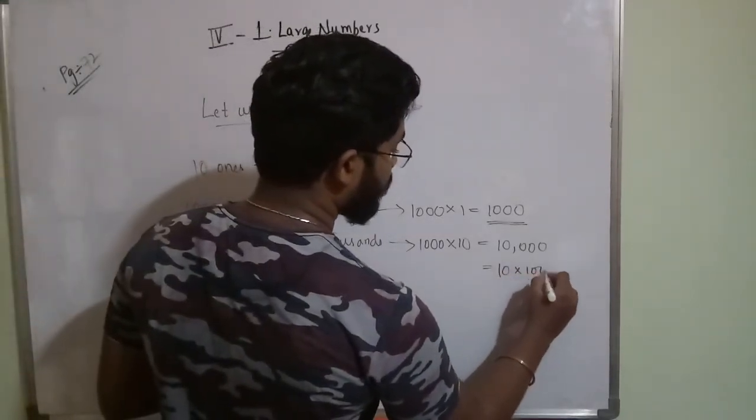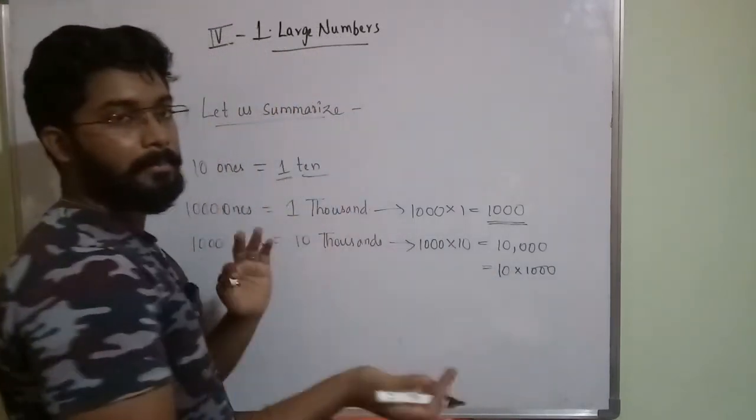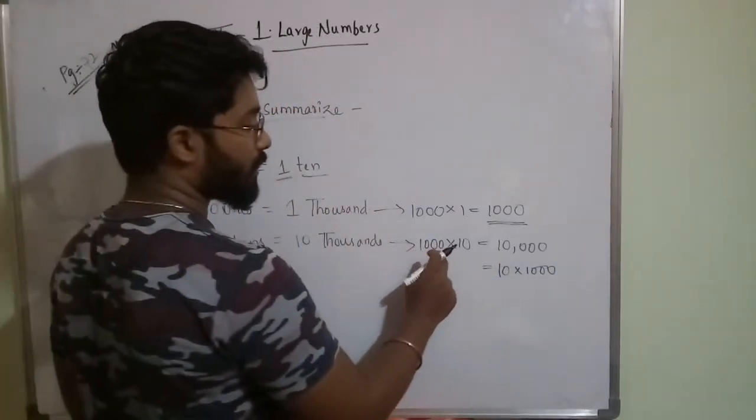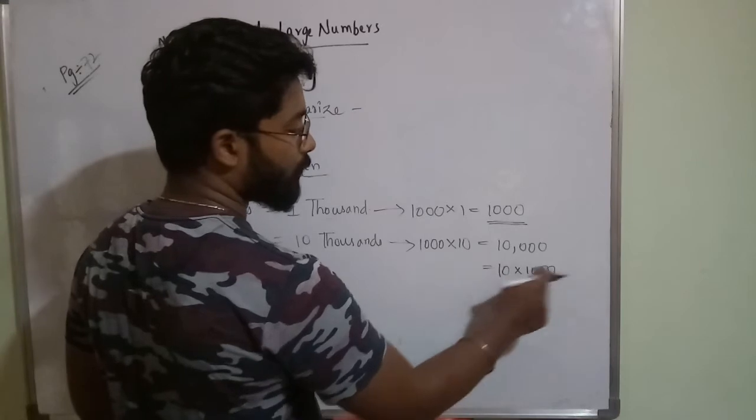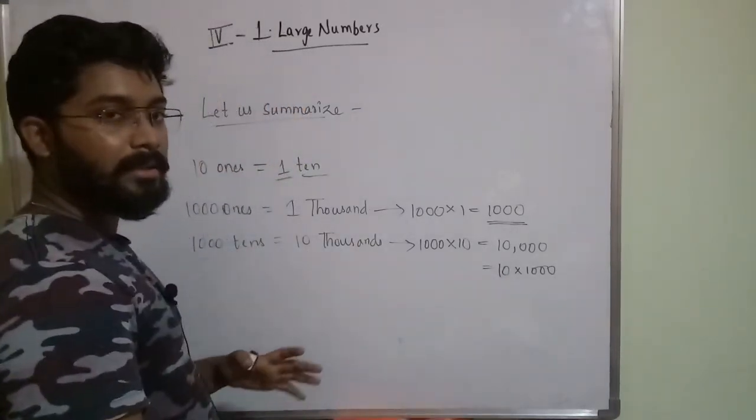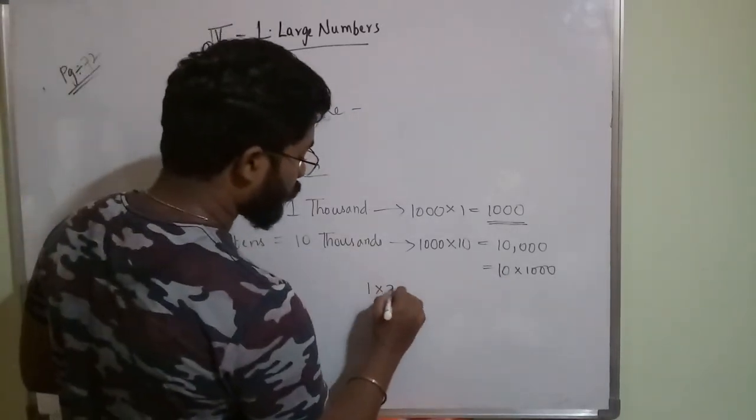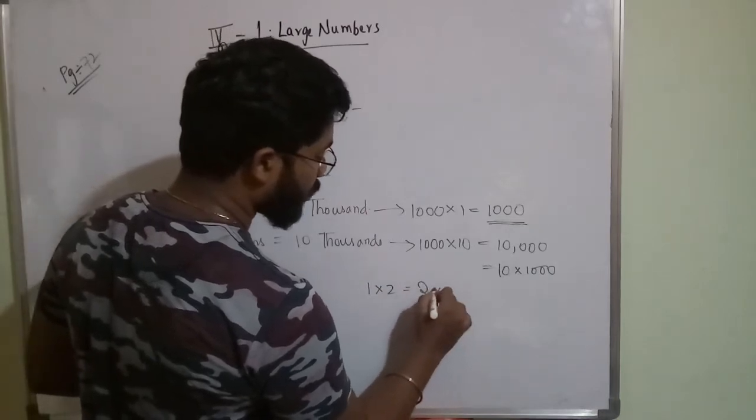10,000 I can write it as how much? 10 into 1000 also, no? So I am writing it in reverse. 1000 into 10 equal to 10 into 1000. Can I write like that? If 1 into 2 equal to 2 into 1 is also correct, no?